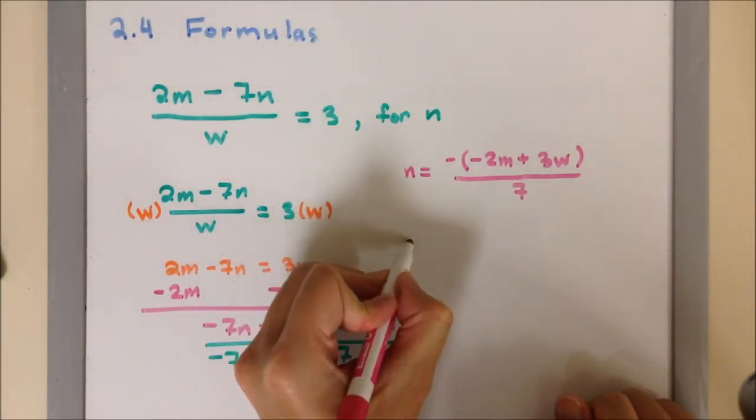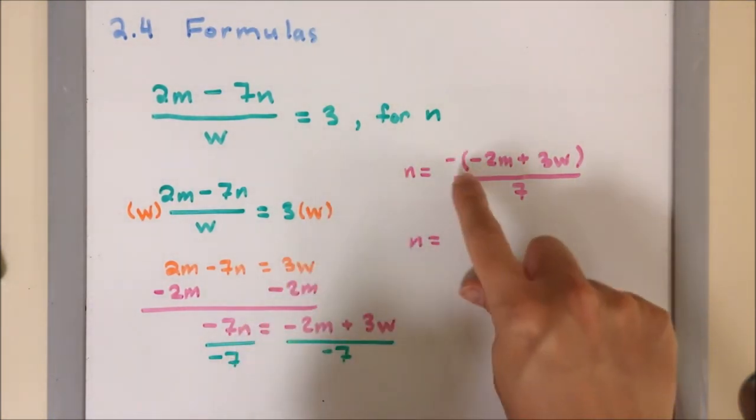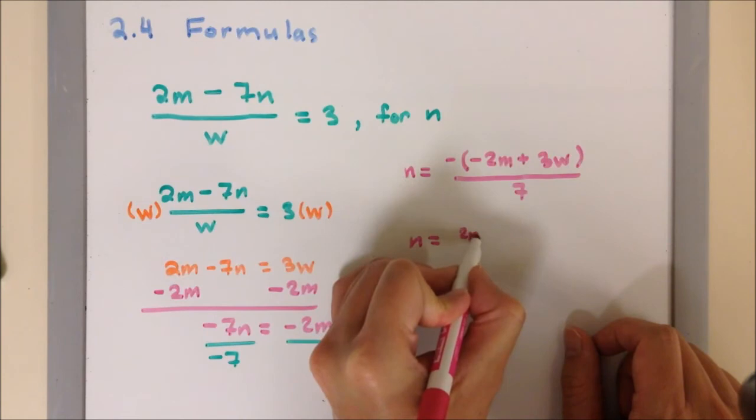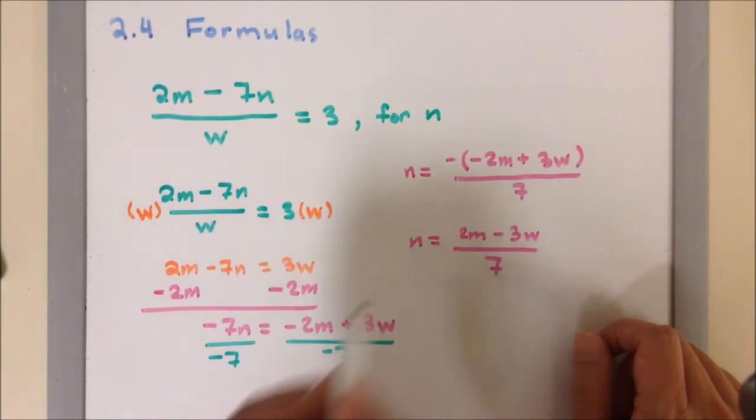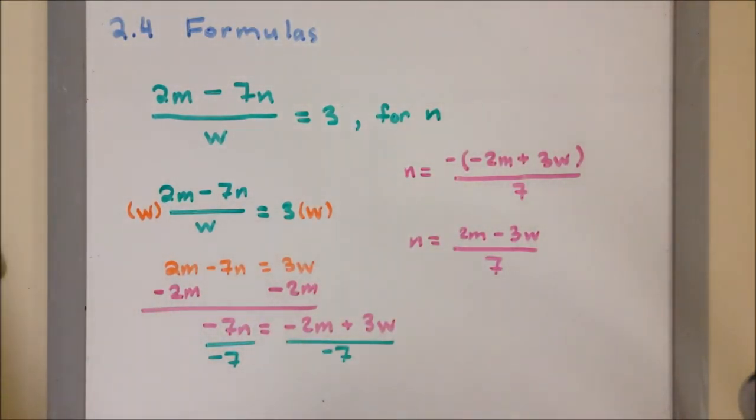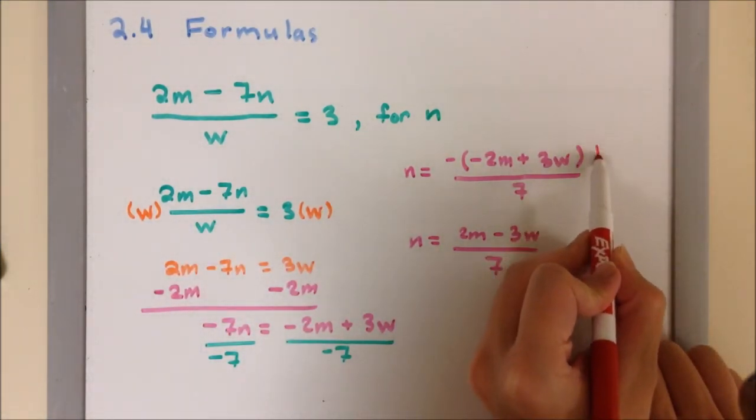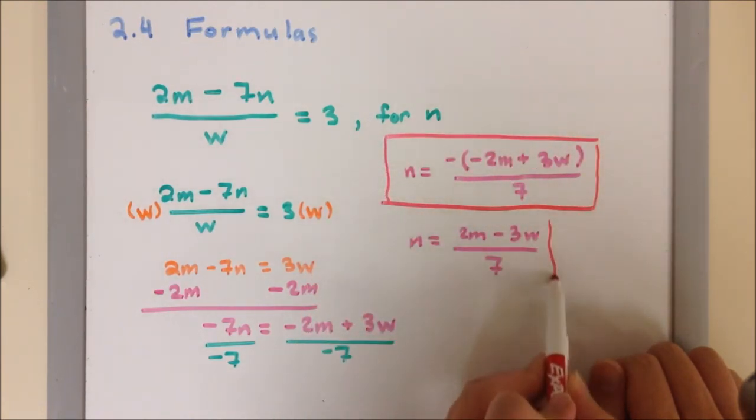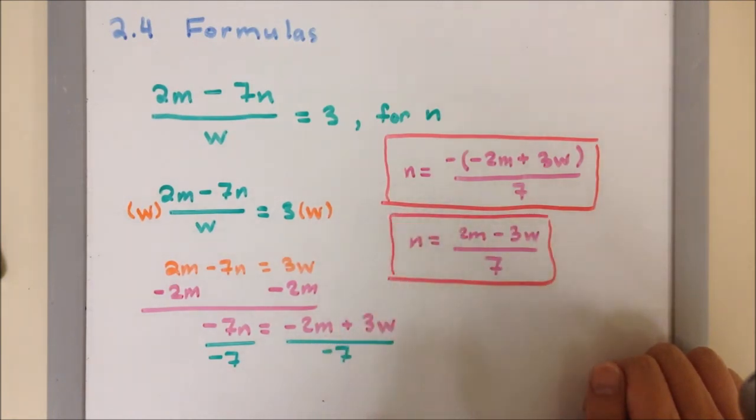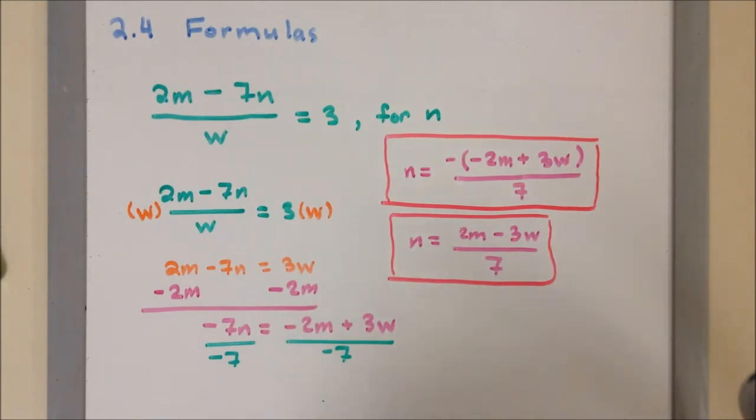Another form would be n equals, and I'm going to distribute the negative, so it's going to be positive 2m minus 3w divided by 7. So here's another form that's acceptable and that you might see on a TSI or the ACC final exam. So for me, it doesn't matter which answer you give me as long as it is written correctly. So with that little note, be very careful with your signs.